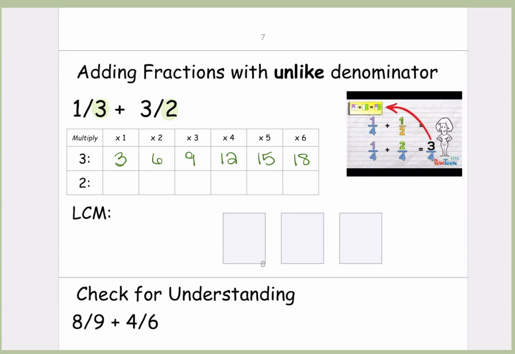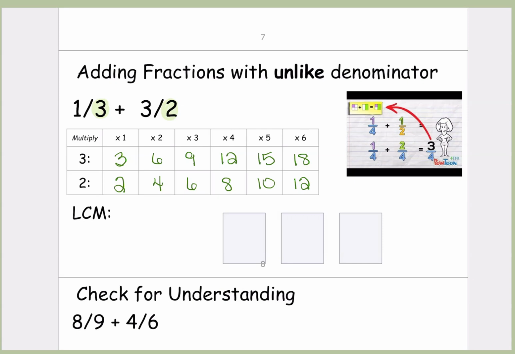The next is for the second fraction, we would like to multiply by 2. 2 times 1 is 2. 2 times 2 is 4. 2 times 3 is 6. 2 times 4 is 8. 2 times 5 is 10. 2 times 6 is 12.